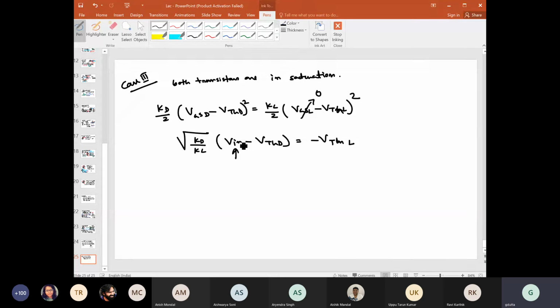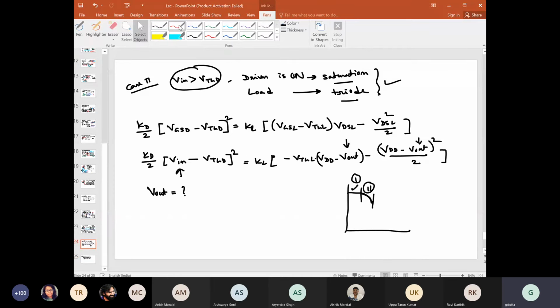That means the Q point will shift in this region very sharply for almost no change in the input voltage. So what does that mean? This means in this VTC, if you go beyond this point, this VTC curve will fall almost sharply, almost like vertically.